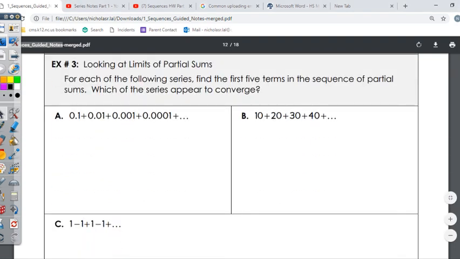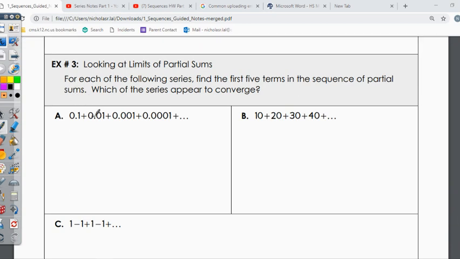So let's look at the limits of partial sums. So now we have a series. For each of the following series, find the first 5 terms in the sequence of partial sums. Which of the series appear to converge? All right. So let's look at the pattern here.